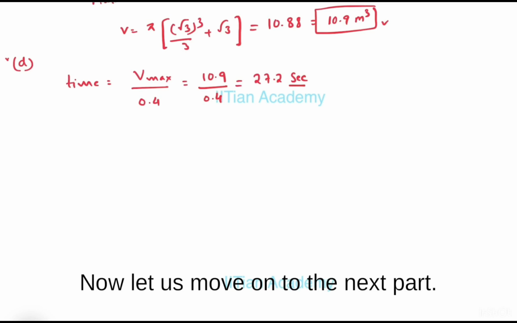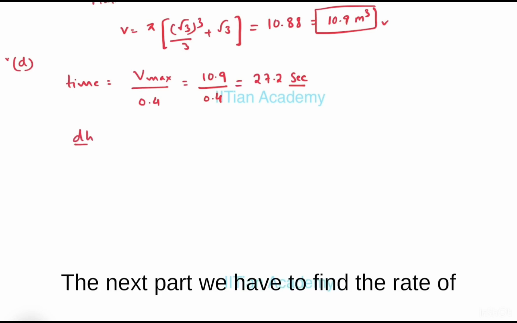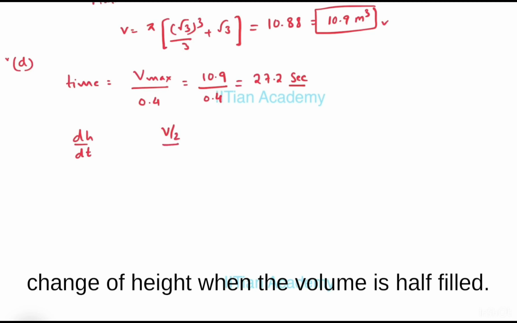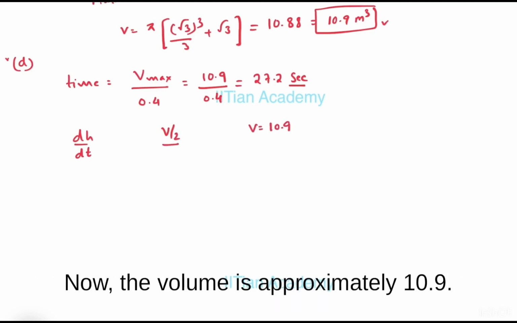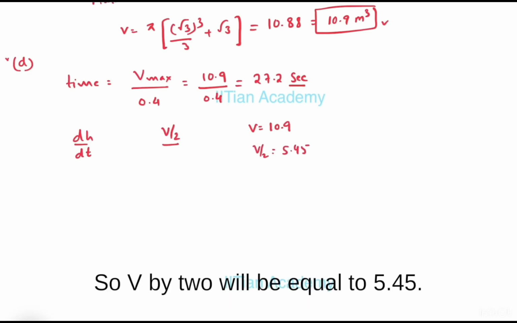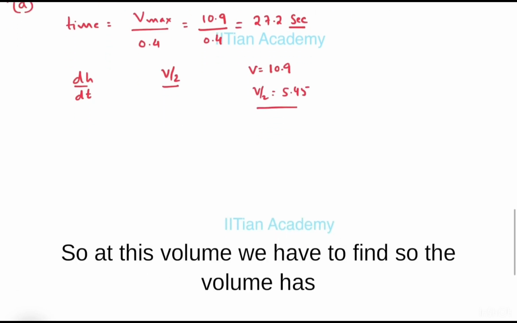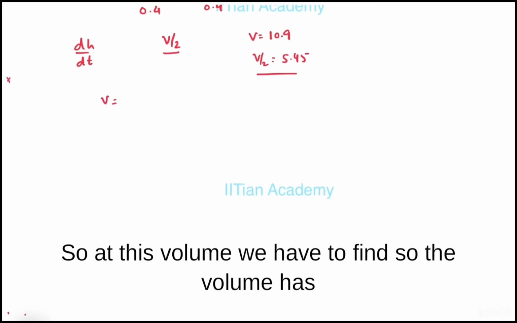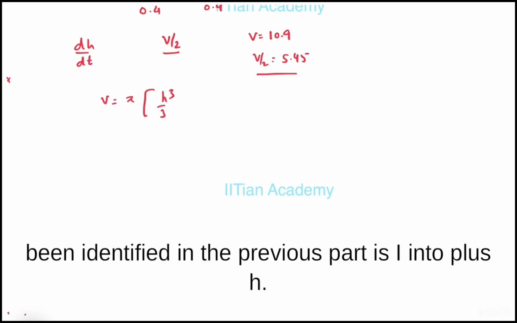Now let us move on to the next part. In the next part we have to find the rate of change of height when the volume is half filled. Now the volume is approximately 10.9, so V by 2 will be equal to 5.45. So at this volume we have to find, so the volume that has been identified in the previous part is pi into h cube by 3 plus h.